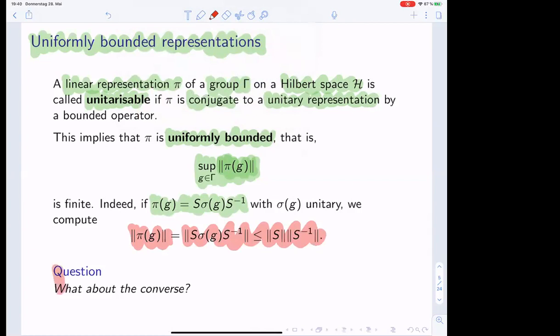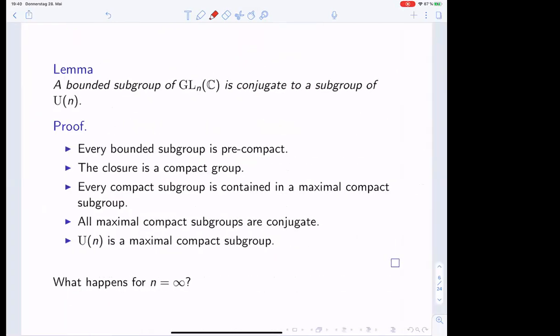And it's a very natural question to ask about the converse. Is it true that all the uniformly bounded representations of a group on a Hilbert space are unitarizable, right? So that seems like a natural question once you have made this observation.